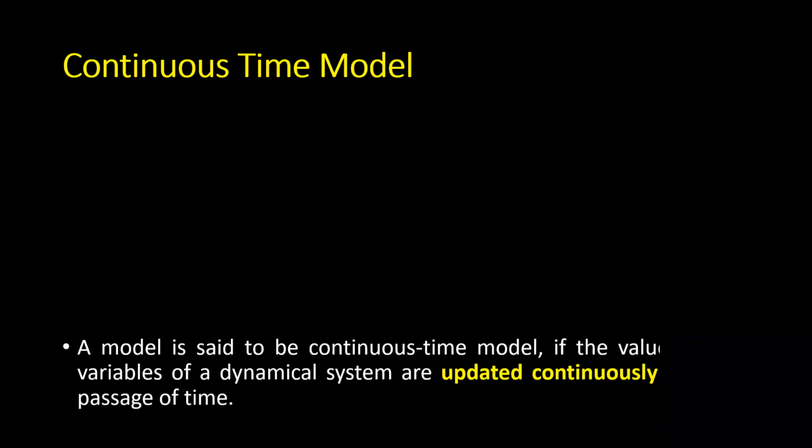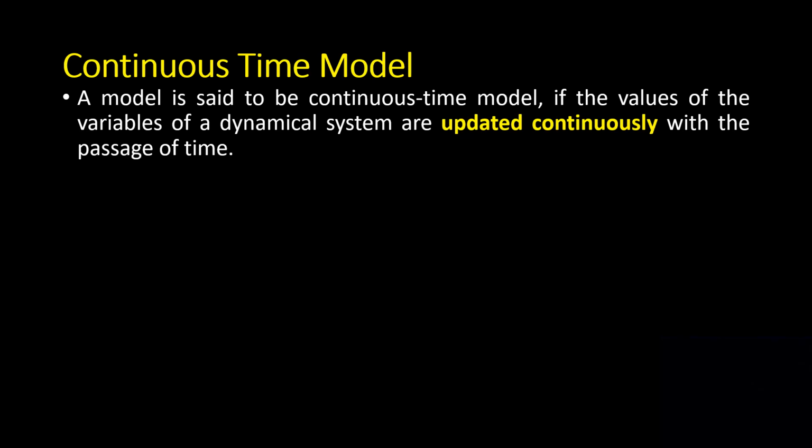Let us first define what is meant by continuous time model. A model is said to be continuous time if the values of the variables of a dynamical system are updated continuously with the passage of time. So if any model is said to be continuous time, then the system has to be updated continuously instead of updating it at discrete instants of time. So that's the meaning of continuous time model. A model is said to be continuous time if the values of all its variables are updated continuously with the passage of time.